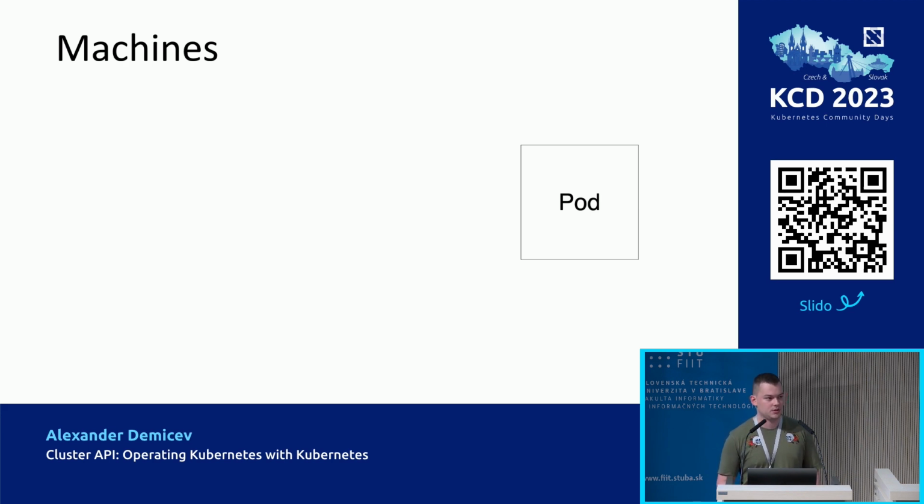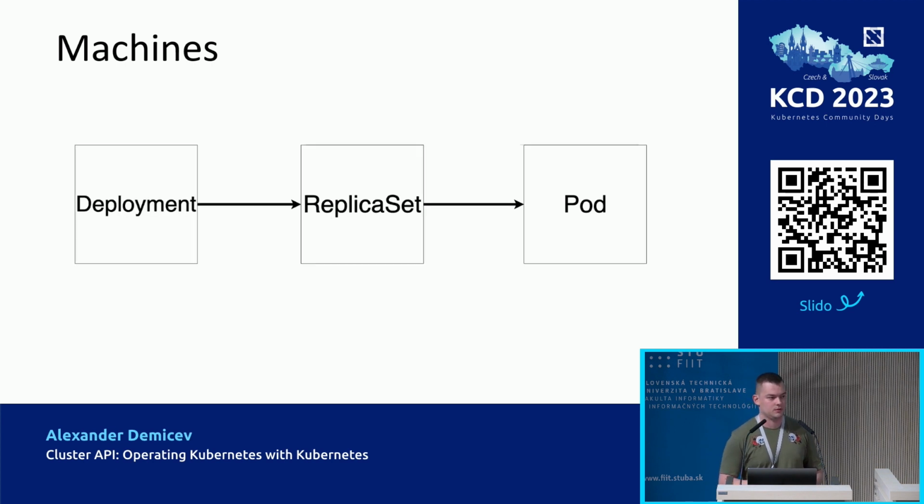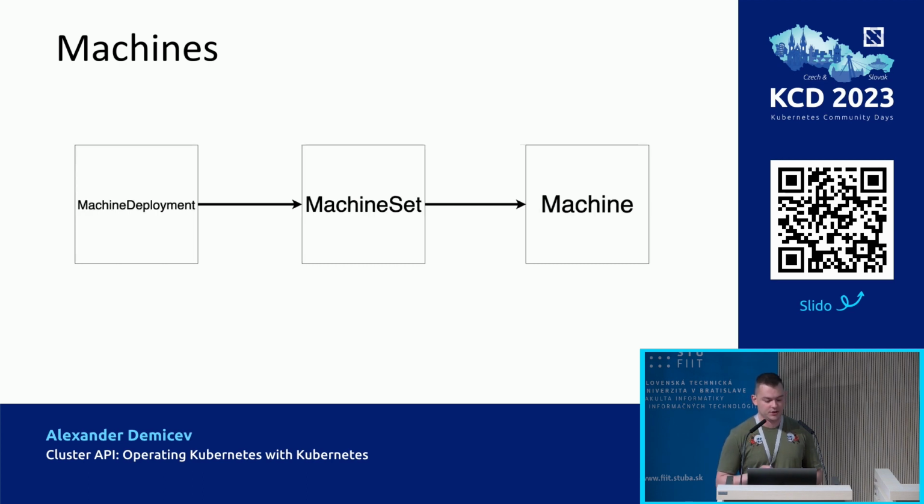If you want to manage the amount of replicas of your pods, you will be using replica sets. And then if you want to do things like rolling upgrades, you are going to use deployments that operate on top of replica sets. And in CAPI, it's similar. We have a machine, then we have machine set to operate amount of replicas, and I have machine deployment for rolling upgrades and so on.